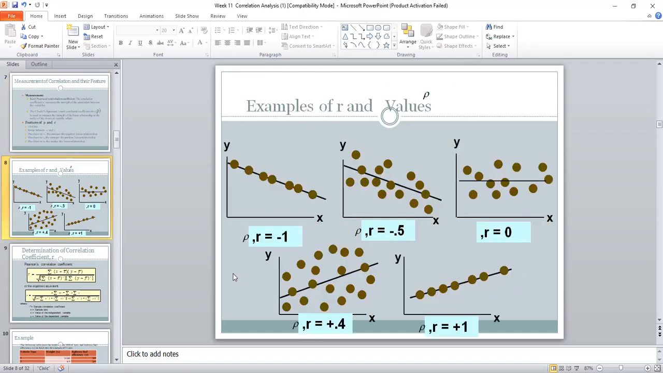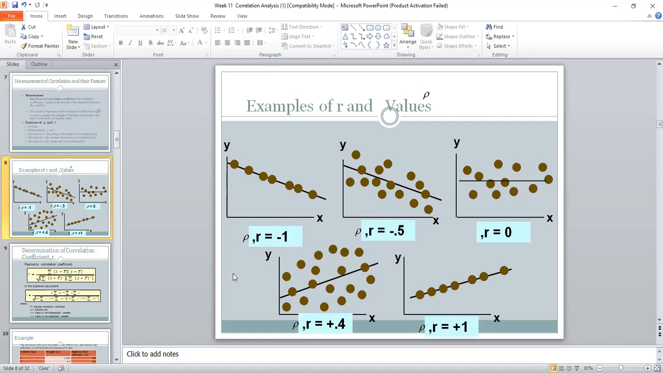So this is what I'm trying to say here. Scatter plots. Of course, forget about the line. That line there is the regression line, which I'm not bothered about here. Just look at the plot without the lines. +1, -1, +0.5, -0.5, 0. Spurious.